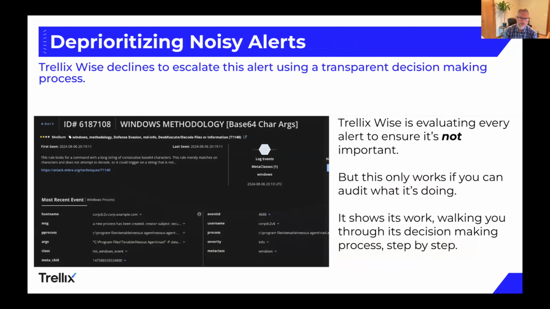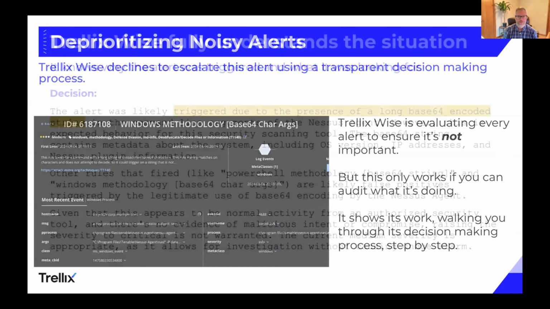No, you need to know which are the actual ones you got to look at. So this is an example of it deprioritizing something that's noisy. Now look, this is another methodology alert. So this is something that until you investigate, you don't know. This one just says, hey, there's a bunch of base 64 characters. That could be weird. What do you think?